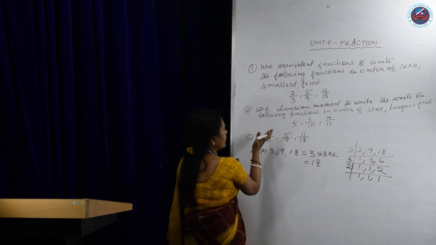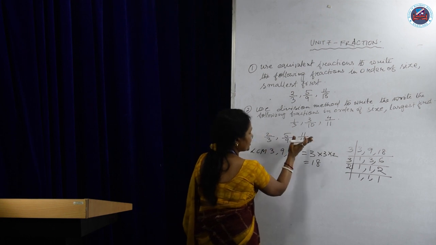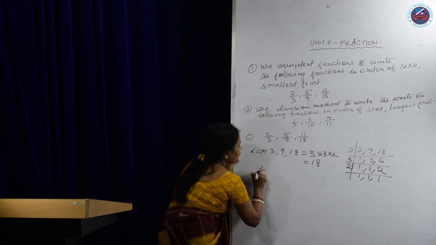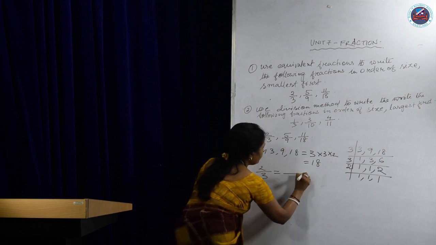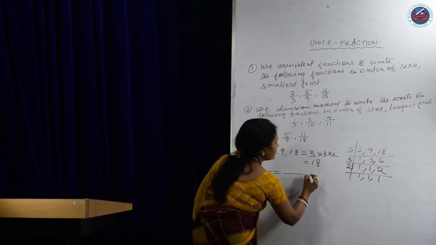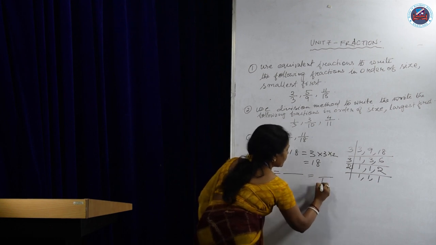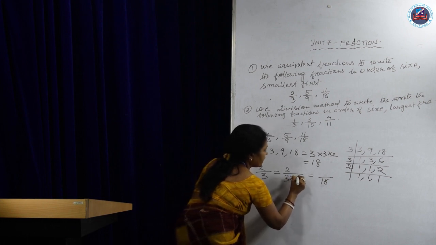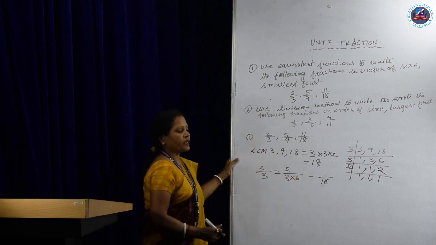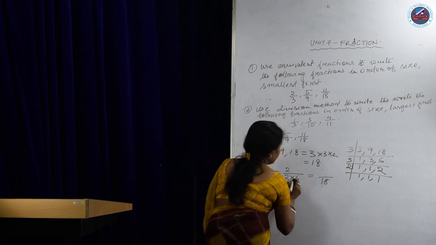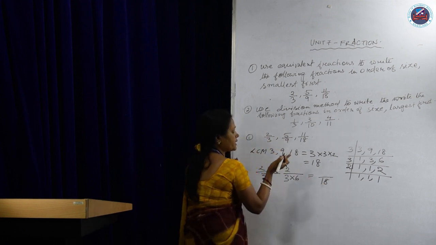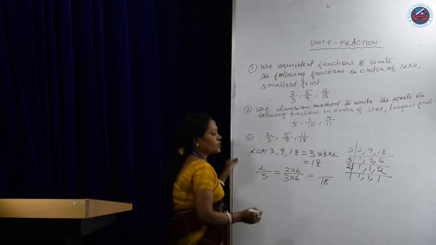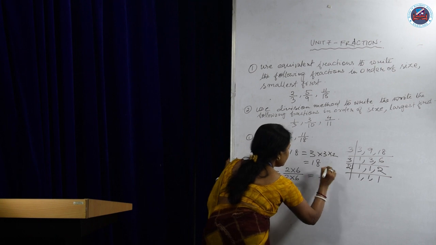Now we need to convert all the denominators of the fractions into 18. The first fraction is 2 by 3. Here the denominator is 3, but we need to convert it into 18. So to convert it into 18, 3 has to be multiplied by 6. Why? Because 3 6s are 18. Since you are multiplying the lower number by 6, you need to multiply the upper number also by 6. So 2 6s are 12.